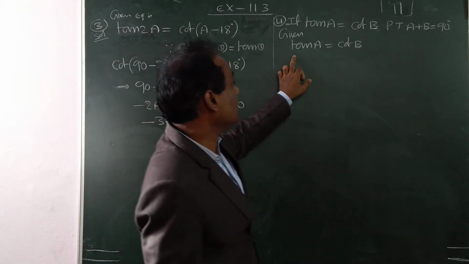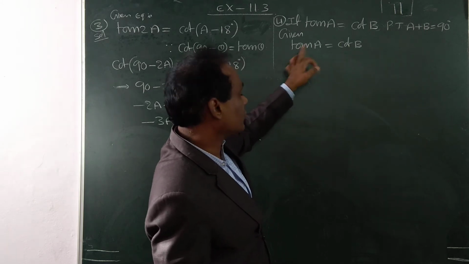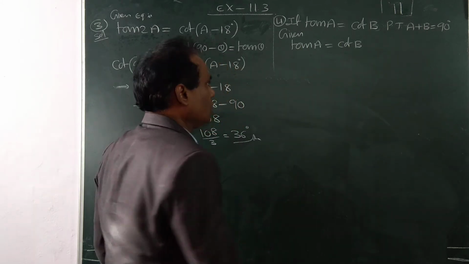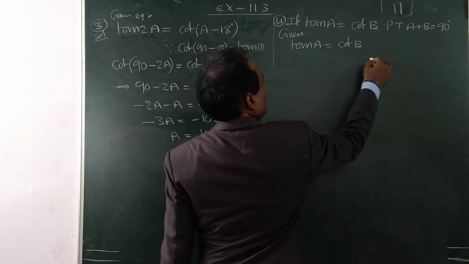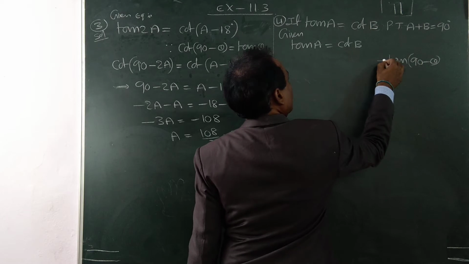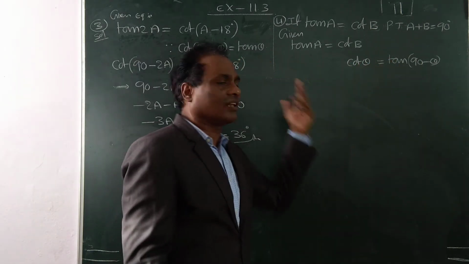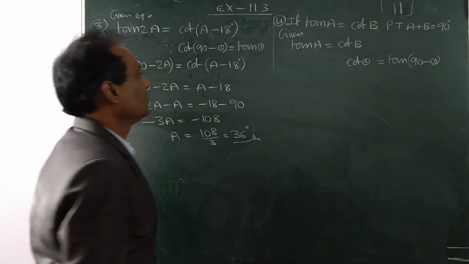So this is tan; change this also in terms of tan, or if this is changed, change this also in terms of cot. Anyone you change. So I am changing this. Tan 90 minus theta is equal to what? Cot theta. We derived this formula and I am using the same formula in reverse order. See here.